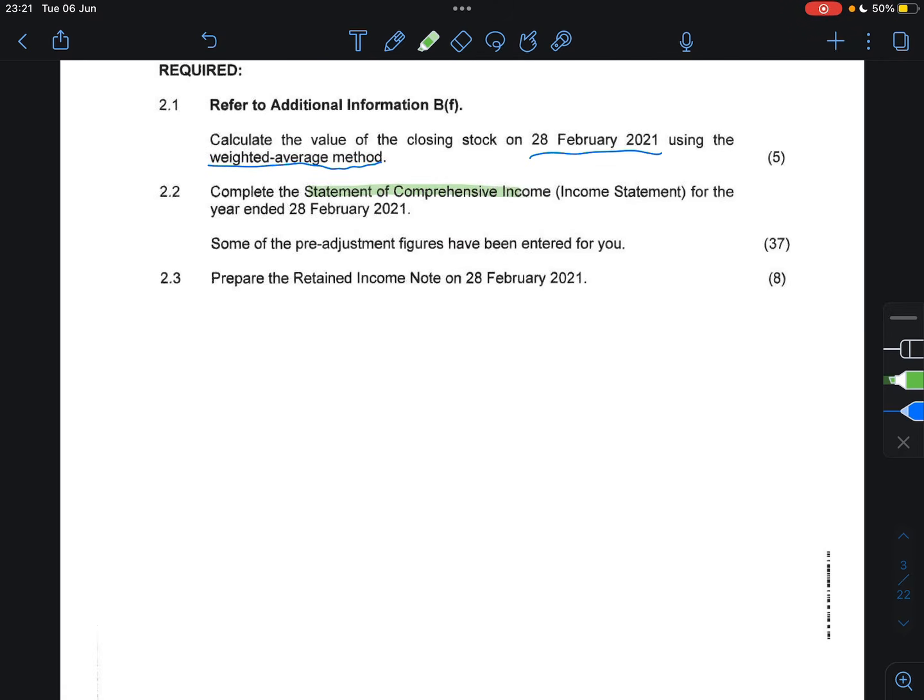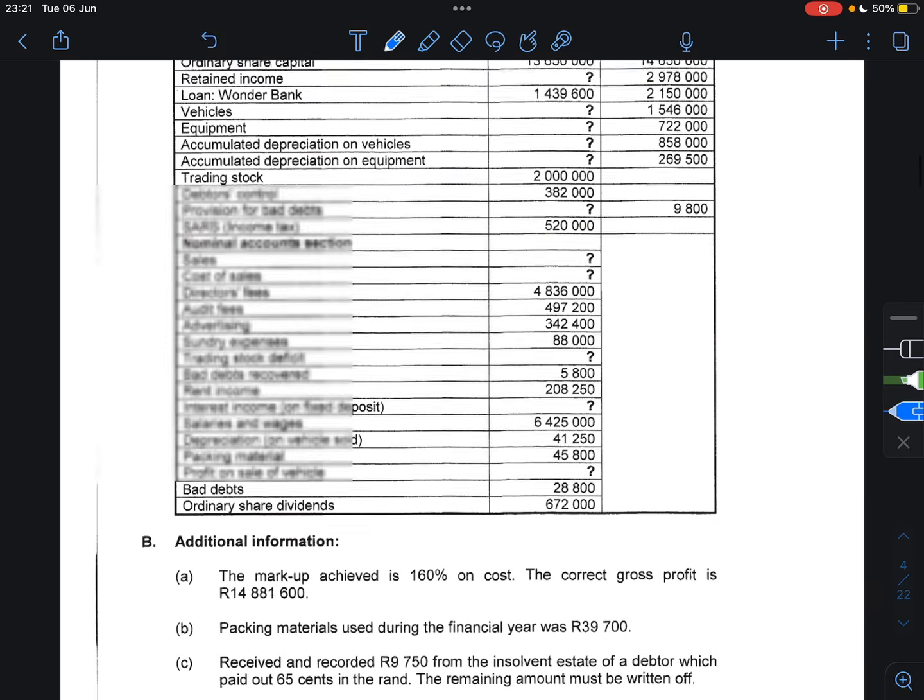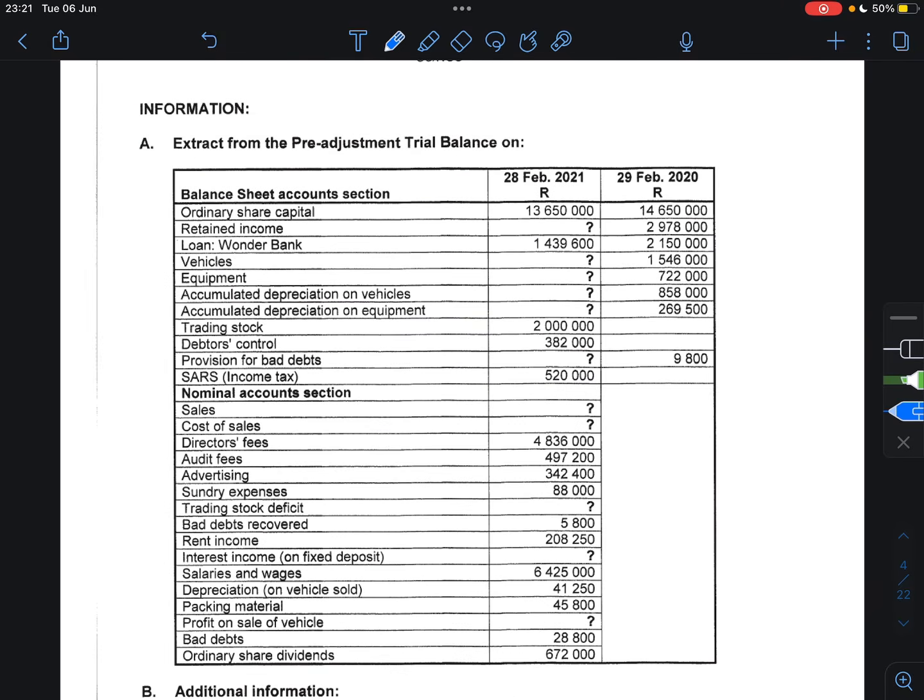Right, and then we move to 2.2. 2.2 says complete the statement of comprehensive income for the year ended 28 February 2021. All right, so now we move to information A. Information A, we're given the extract from the pre-adjustment trial balance on the 28th of Feb 2021, which is the end of the current year, and then we have our pre-adjustment trial balances on the 29th of Feb 2020, which were the opening balances for this year, which is 1 March 2020.